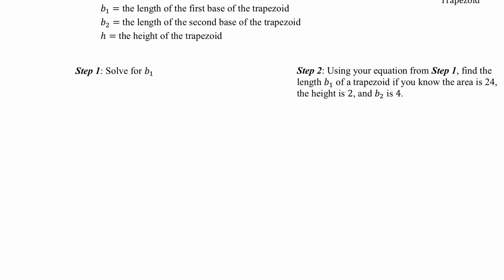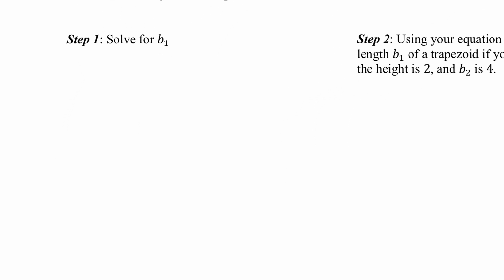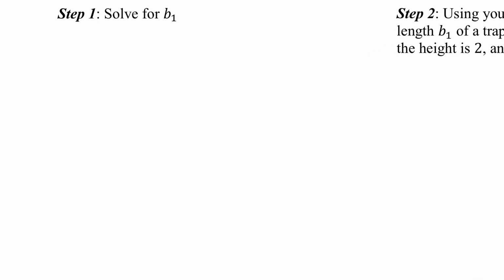Okay, so step 1 says they want us to solve for B1 here. So let's do that. The area is 1/2 of the height times (B1 plus B2). These little guys are called subscripts, by the way. I don't know if you guys are familiar with these. They're not numbers. They're just indicating the first base versus the second base. So it's just helpful to know. Okay, so they want us to get B1 by itself.